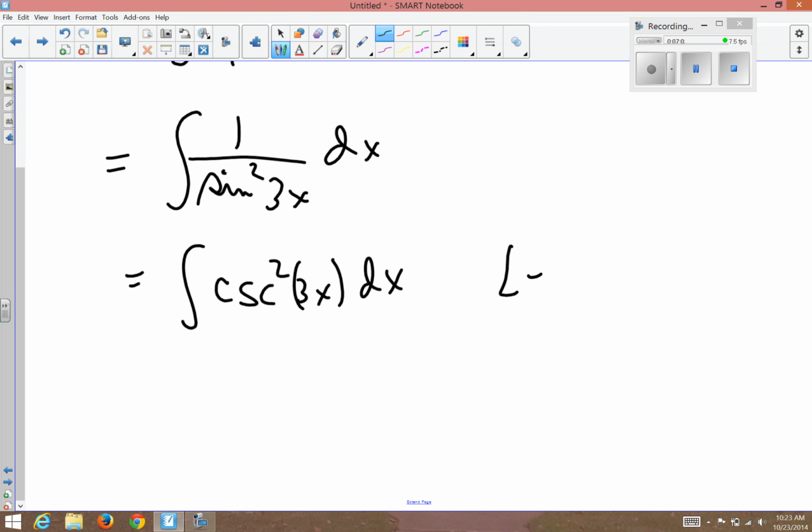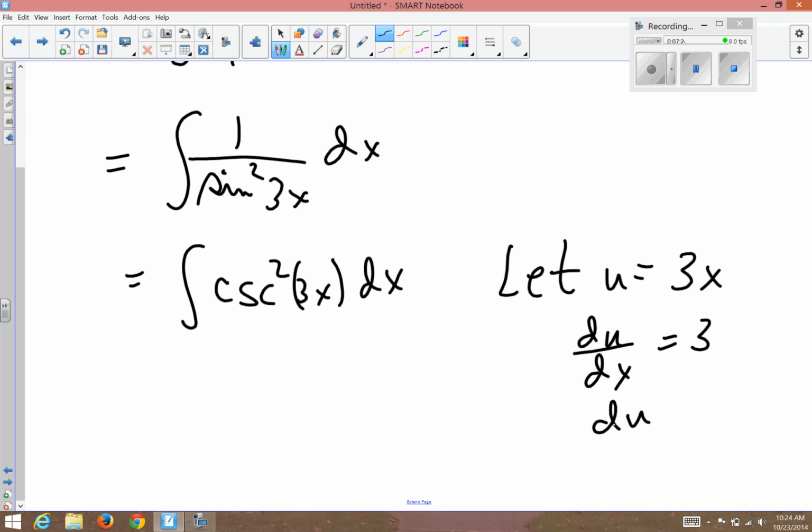Now we let u equal something. I'm going to let u equal 3x. Much discussion is needed about this step right here, but right now just take this, accept this, let u equal 3x. The derivative of u with respect to x is 3. That means du equals 3 times dx.